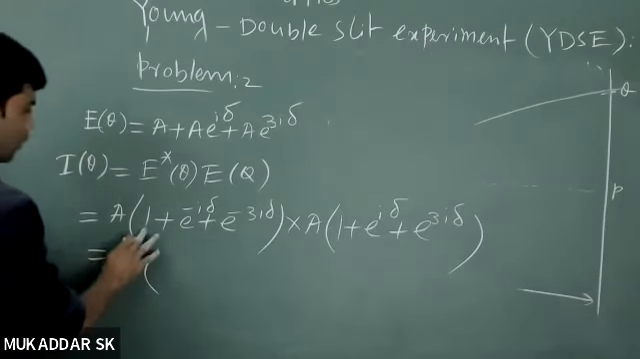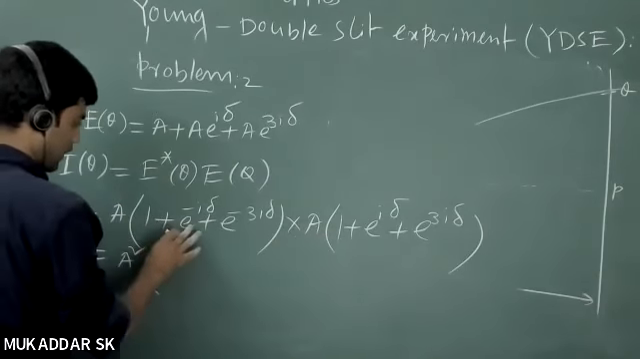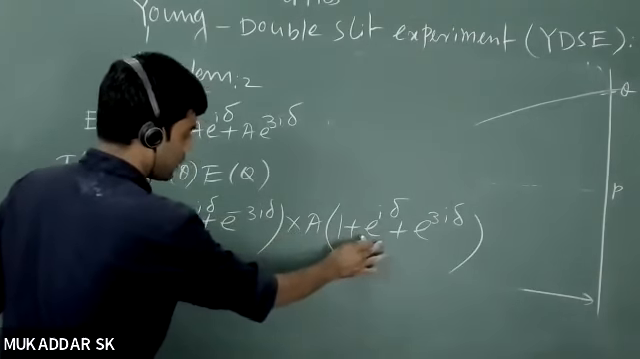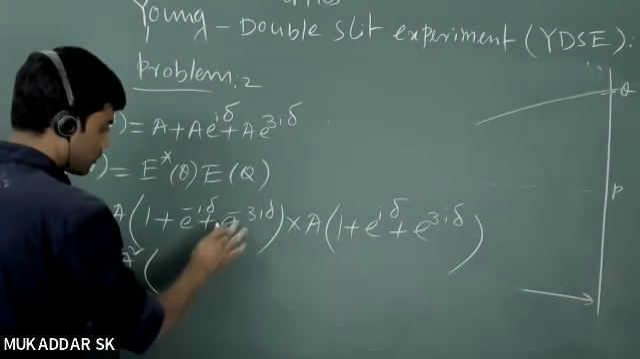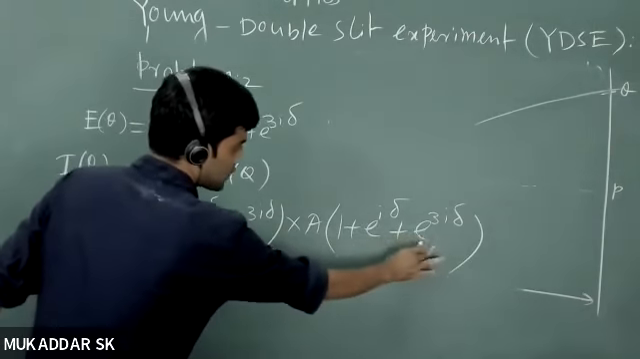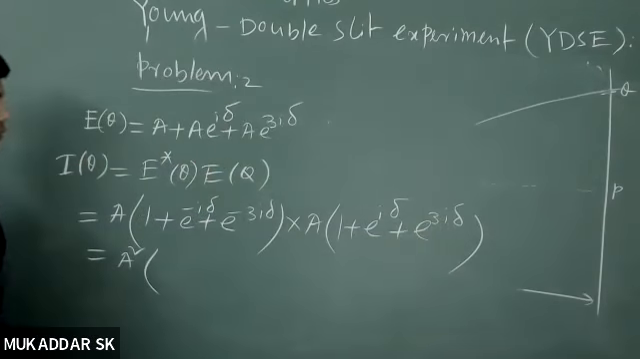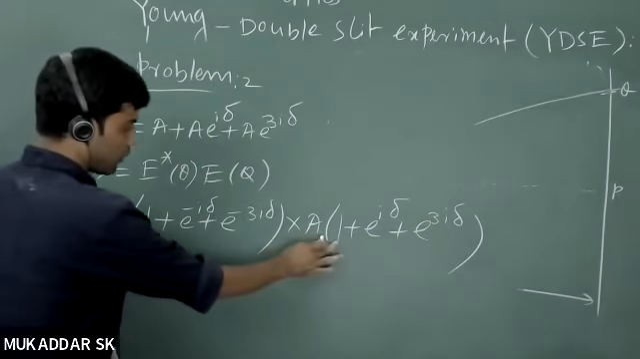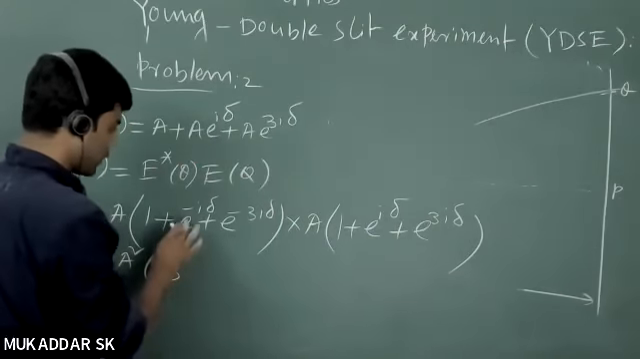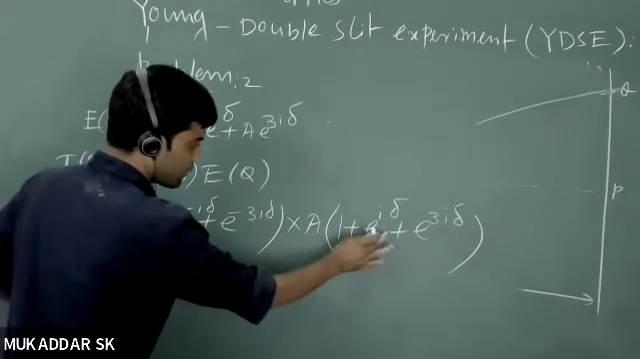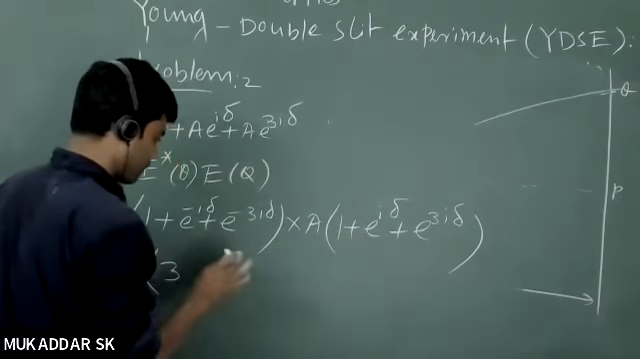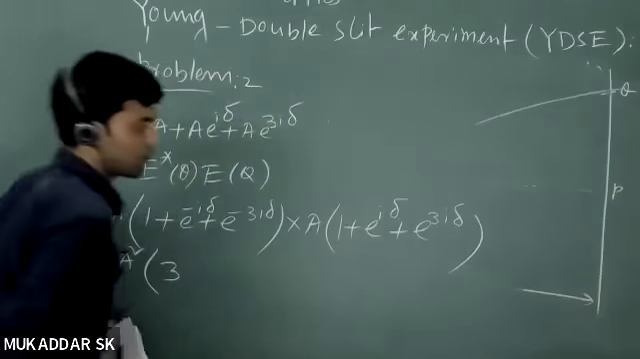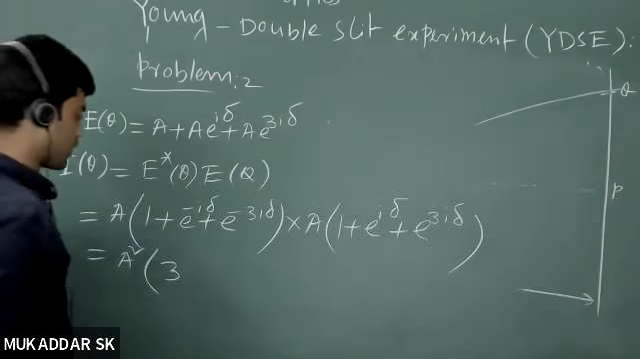Now you see 1 into 1, that will be 1. Exponential, if you multiply exponential minus i delta with exponential plus i delta, you will basically get 1. When you multiply the exponential minus 3i delta with exponential plus 3i delta, you will again get plus 1. So you will basically get 3. कब 3 मिलेगा? जब 1 के साथ 1 multiply करोगे, एक 1 मिलेगा. जब exponential minus i delta के साथ exponential plus i delta का multiply करोगे, you will get 1. When you multiply exponential minus 3i delta with exponential plus 3i delta, you will again get plus 1. So you will get basically 3.